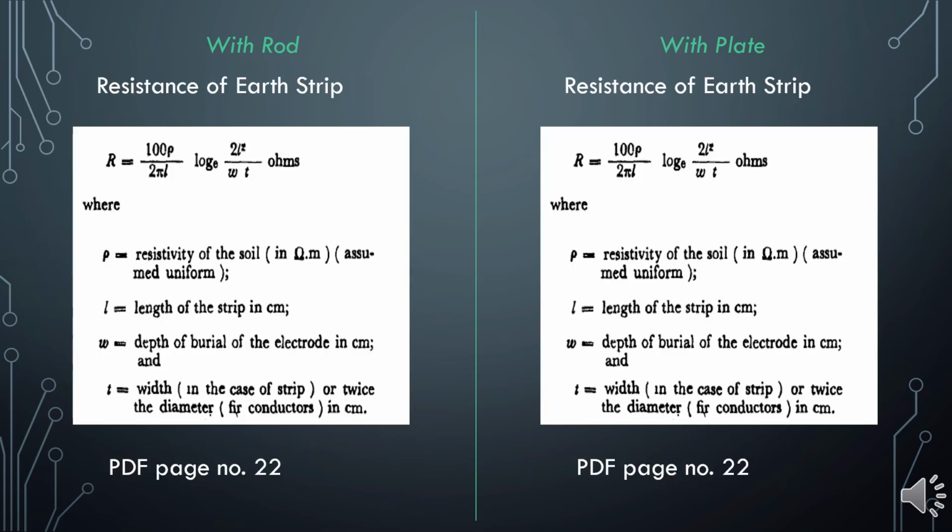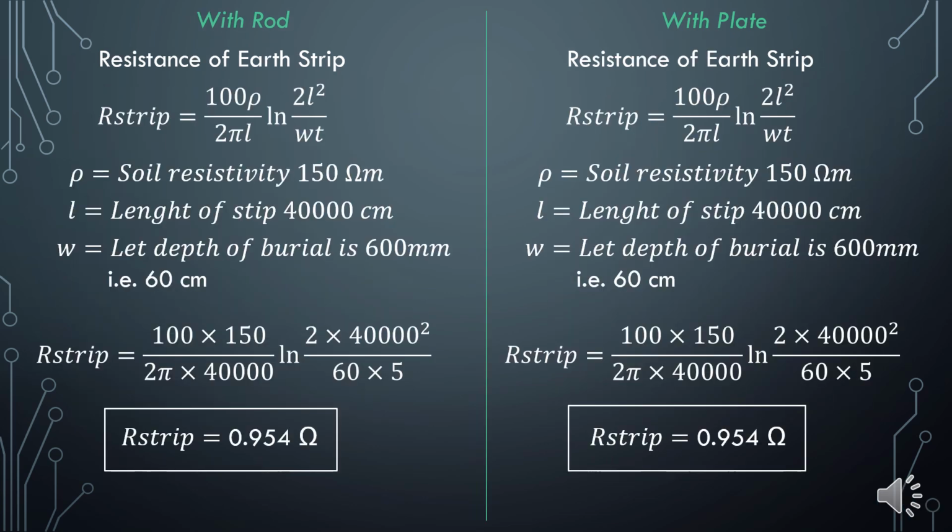Now, we will calculate resistance of earthing strip. Formula for strip is same for both rod and plate type earthing. Snapshots of formula are shown in video. Please note we are assuming depth of burial as 60 cm and length of strip required is 400 meters. Care must be taken while inserting the values. Length and depth of burial are in centimeter while resistivity is in ohm meters. We are getting strip resistance equal to 0.954 ohms.